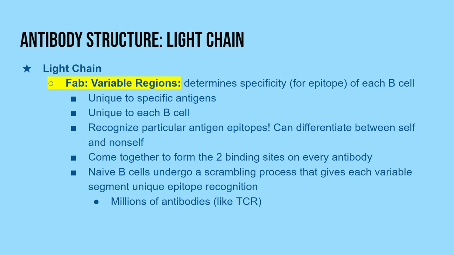And then the light chains are the variable regions. So these are the two branches of the antibody, and this determines the specificity of each B cell to bind to a pathogen. So it's specific for a specific pathogen or antigen, and it recognizes the antigen and binds to it. And B cells undergo a scrambling process that gives each variable segment a unique epitope region.